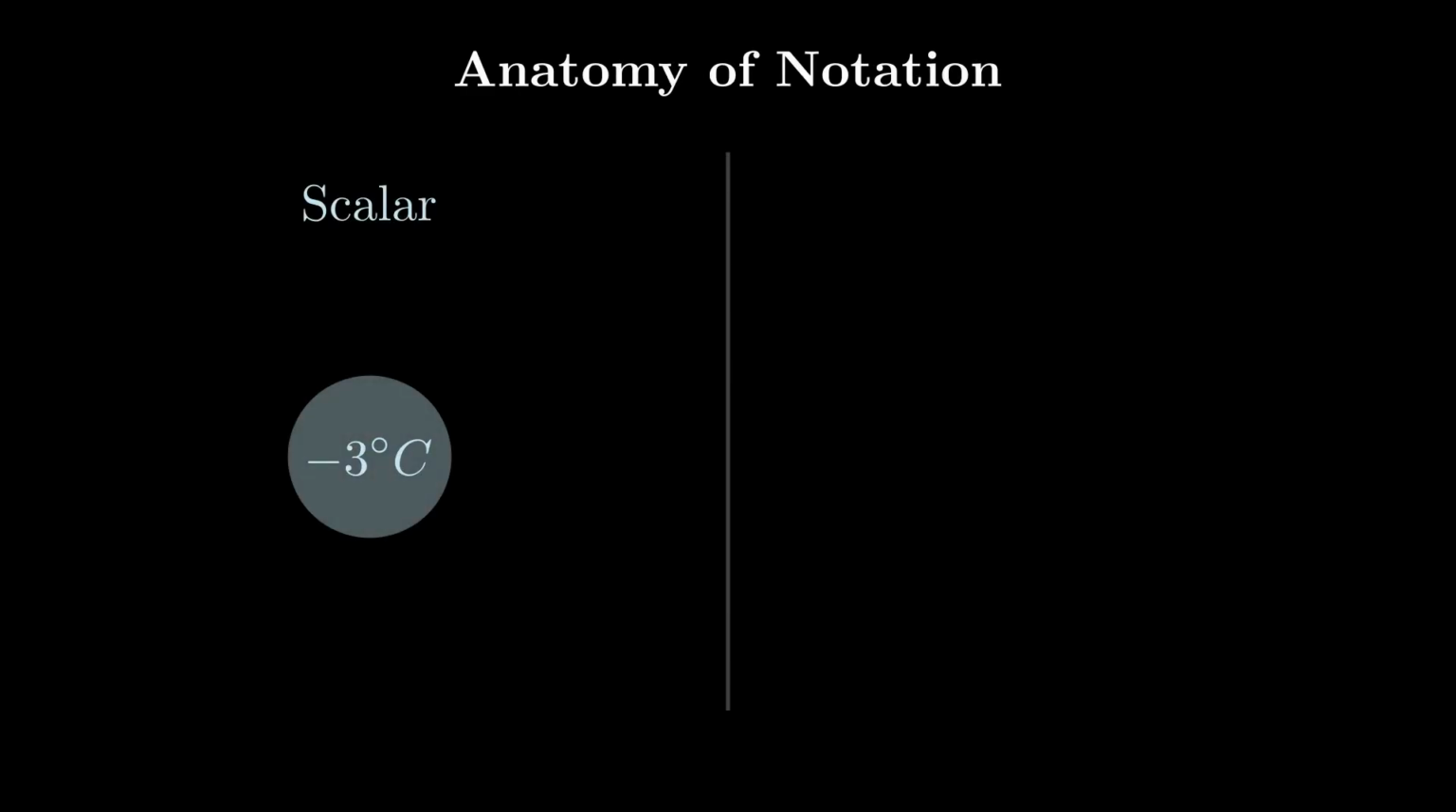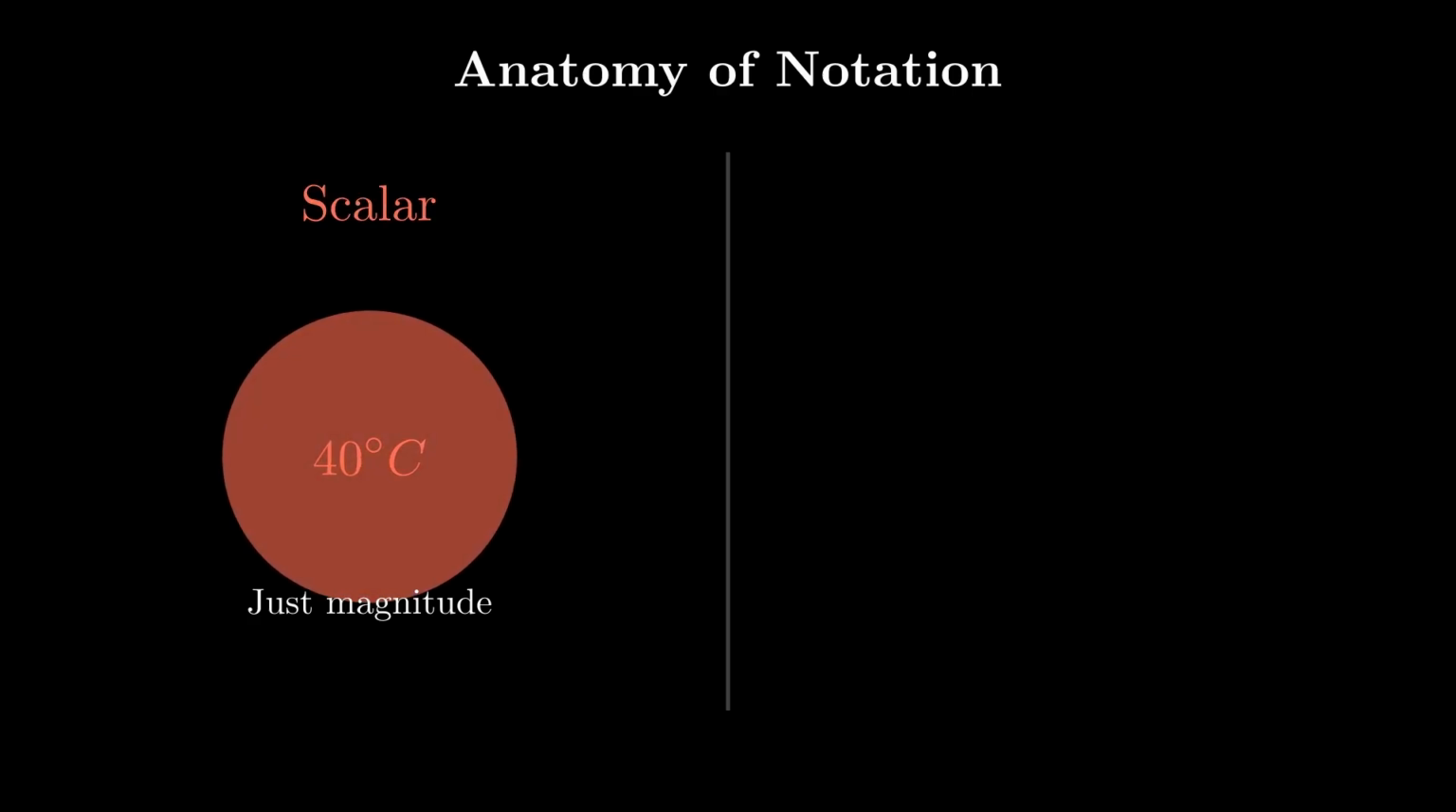Some quantities in physics are described completely by a single number. Temperature, density, energy. These quantities don't point anywhere. They simply tell us how much of something there is. We call these quantities scalars.